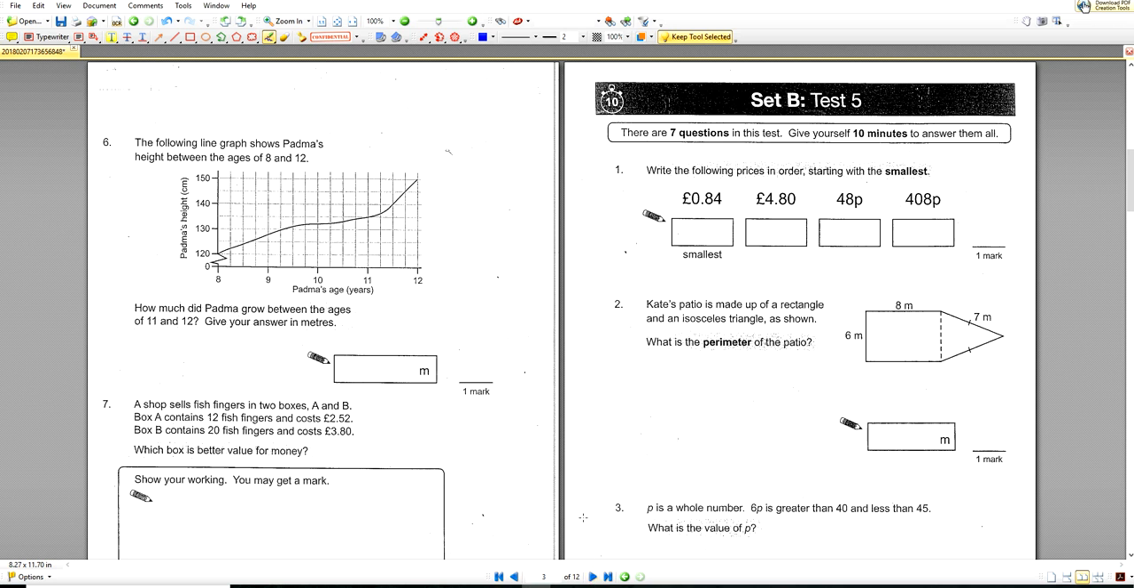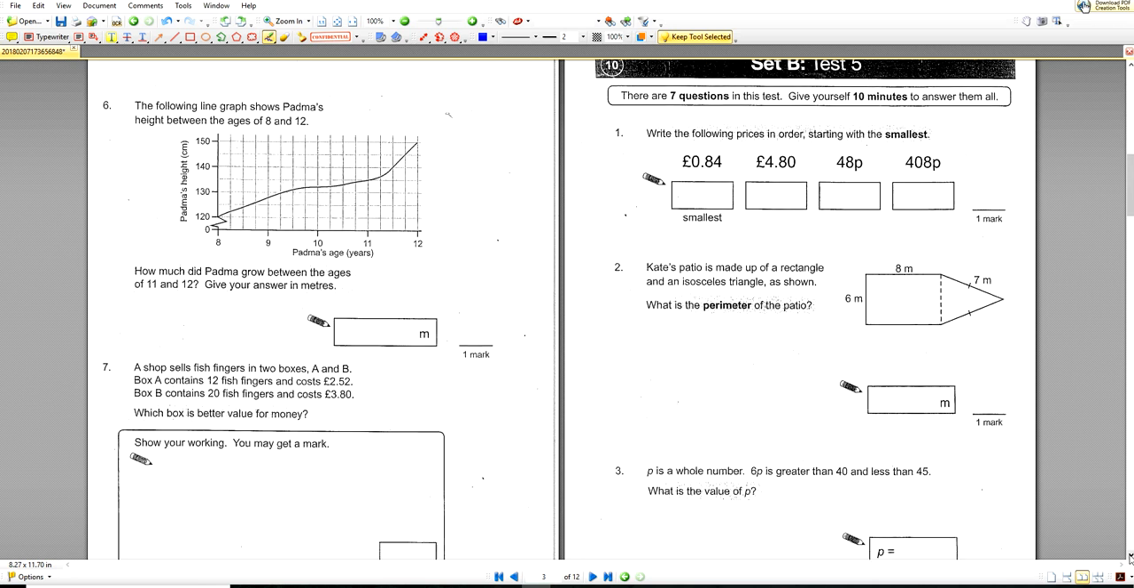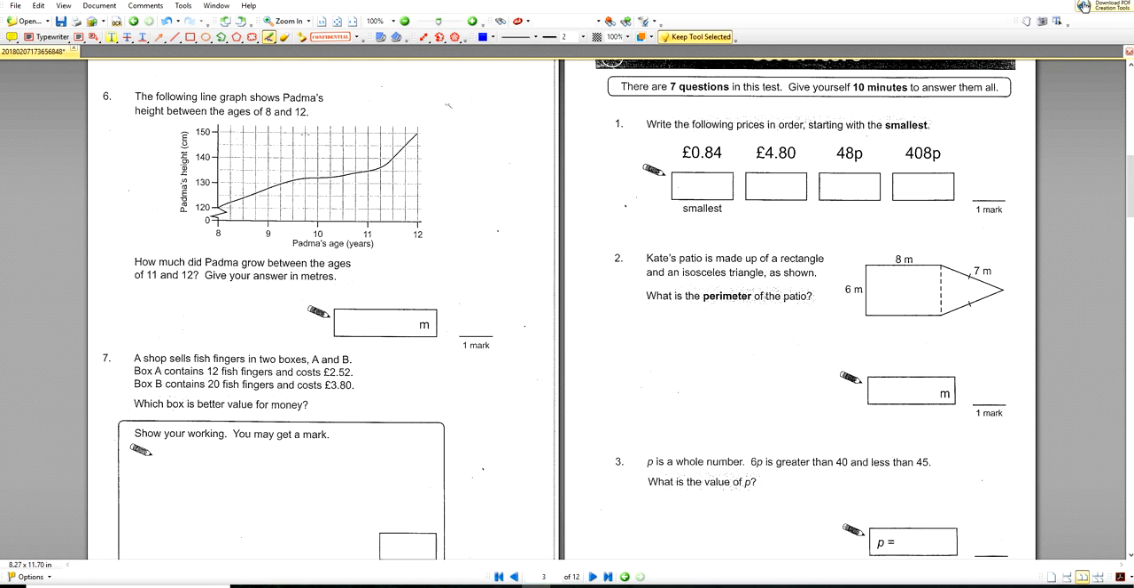The following line graph shows Padma's height between the ages of 8 and 12. Okay, somebody's been eating too many aloo and ande. Height between the ages of 8 and 12. How much did Padma grow between the ages of 11 and 12? Let's have a look. Let's get our tool for drawing. I think that's the one. So we're looking for 11 and 12.